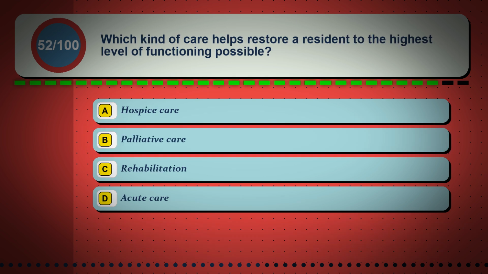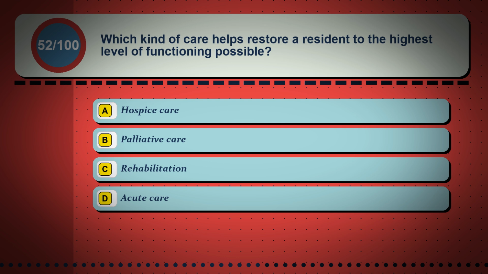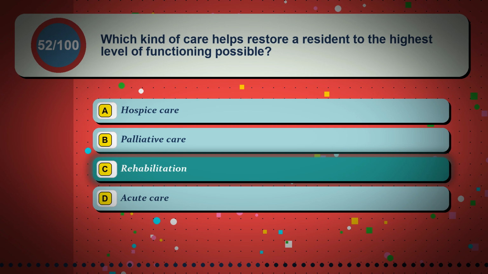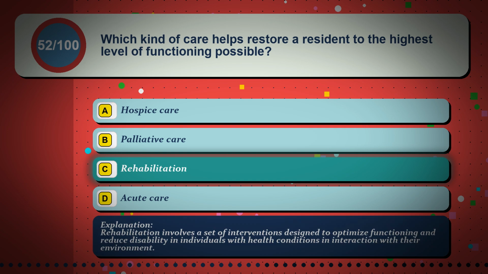Question 52. Which kind of care helps restore a resident to the highest level of functioning possible? Option A, hospice care. Option B, palliative care. Option C, rehabilitation. Option D, acute care. The correct answer is option C, rehabilitation. Rehabilitation involves a set of interventions designed to optimize functioning and reduce disability in individuals with health conditions and interaction with their environment.